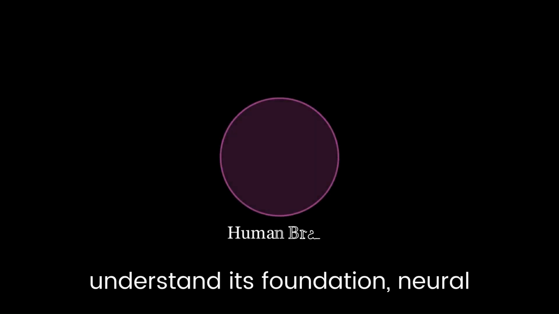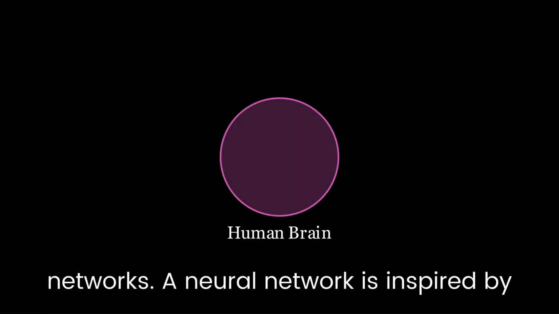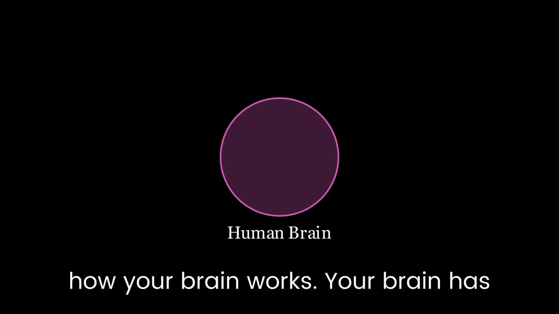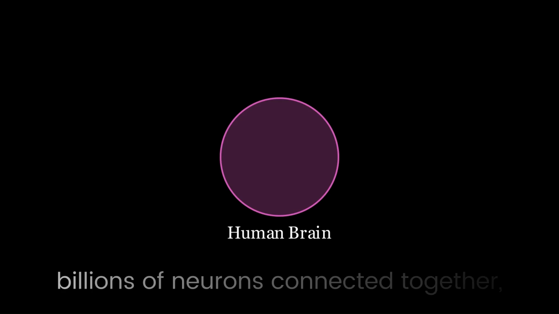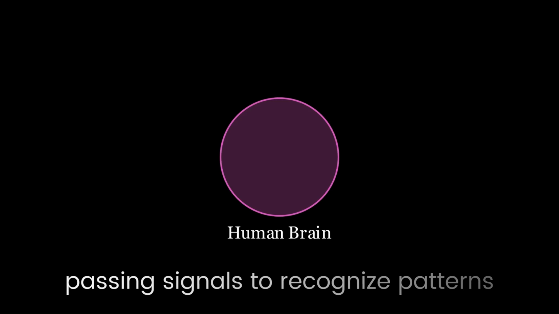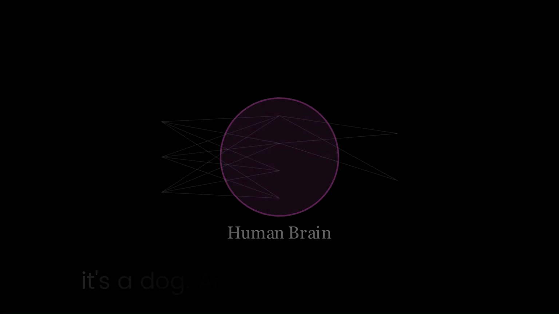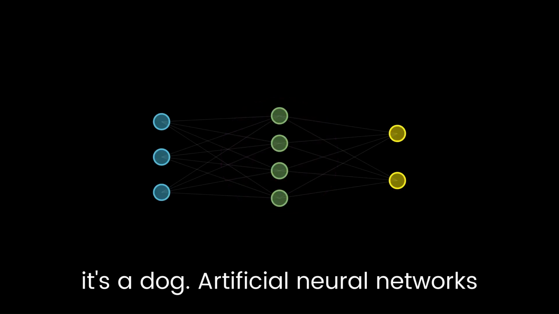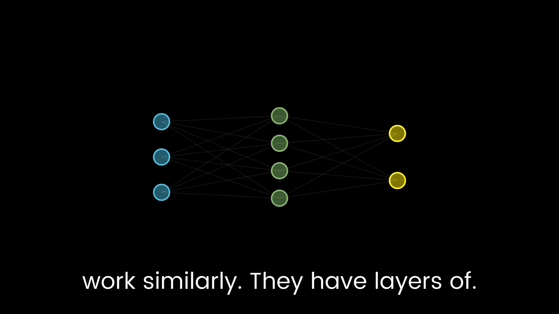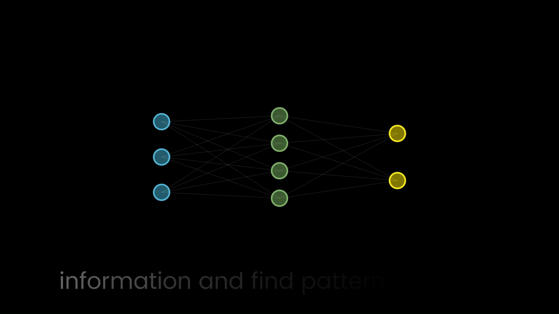To understand ChatGPT, we need to understand its foundation, neural networks. A neural network is inspired by how your brain works. Your brain has billions of neurons connected together, passing signals to recognize patterns, like seeing a dog and instantly knowing it's a dog. Artificial neural networks work similarly. They have layers of artificial neurons that process information and find patterns.